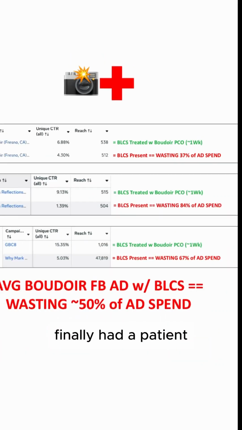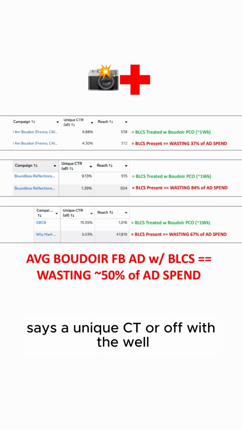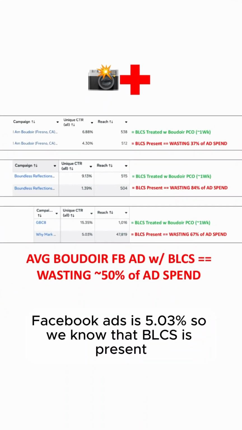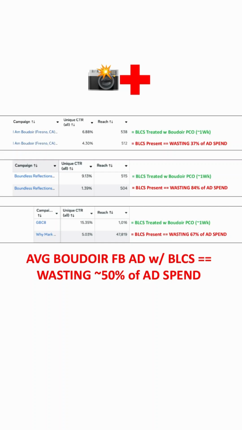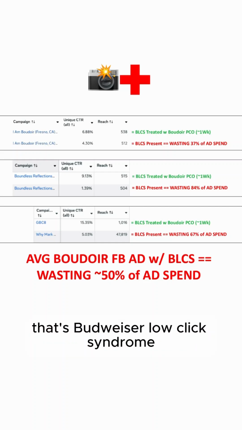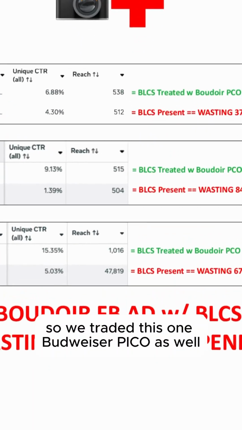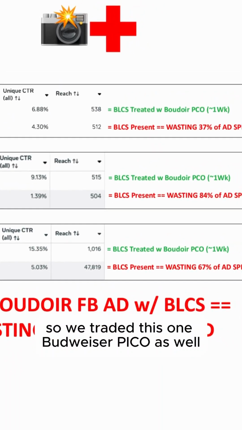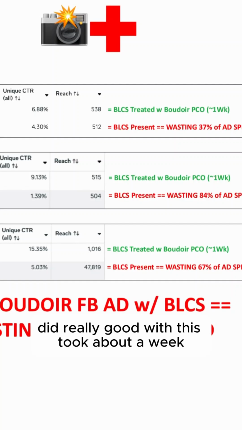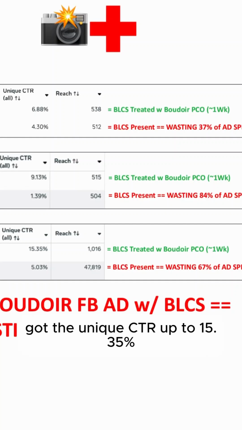Finally, had a patient who says the unique CTR of his Boudoir Facebook ads is 5.03%. So we know that BLCS is present. When unique CTR is under 6%, that's Boudoir low click syndrome. So we treated this one with Boudoir PICO as well. Did really good with this. Took about a week. Got the unique CTR up to 15.35%.